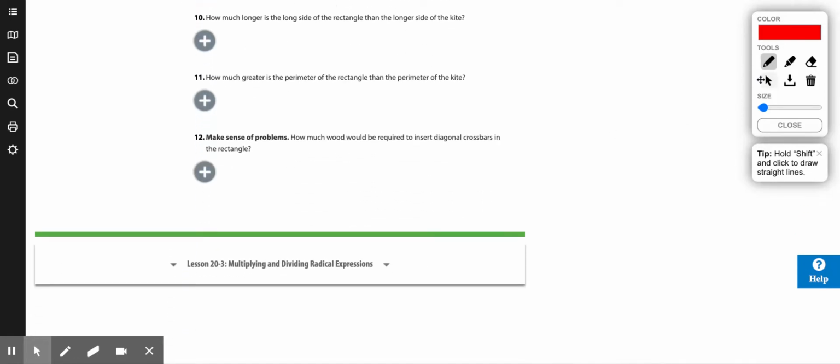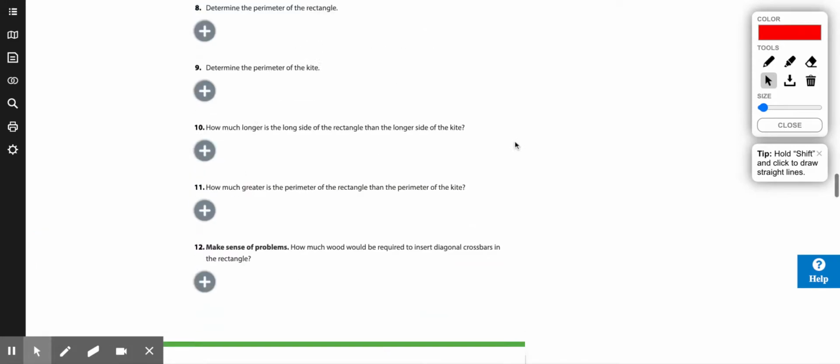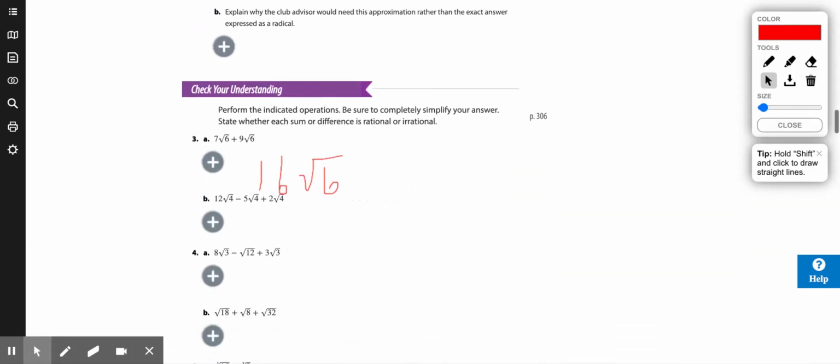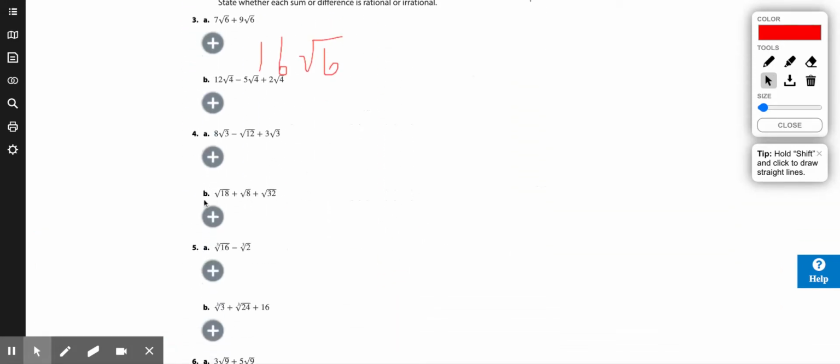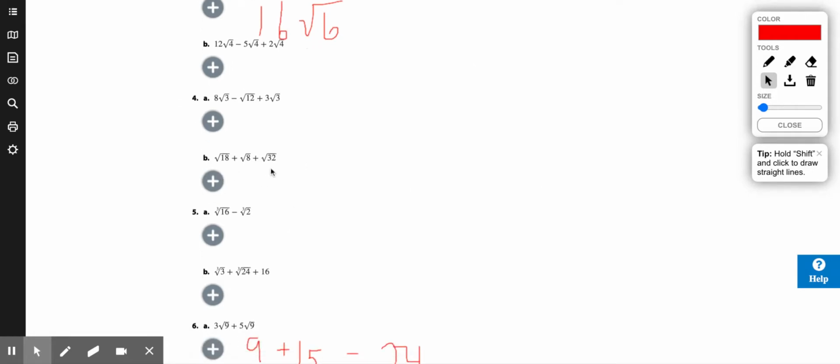It does get a little bit of a mouthful saying all this, but basically add and subtract like terms. Make sure that you simplify them, though, first to see if sometimes you might have like terms in there and they don't look like it at first.